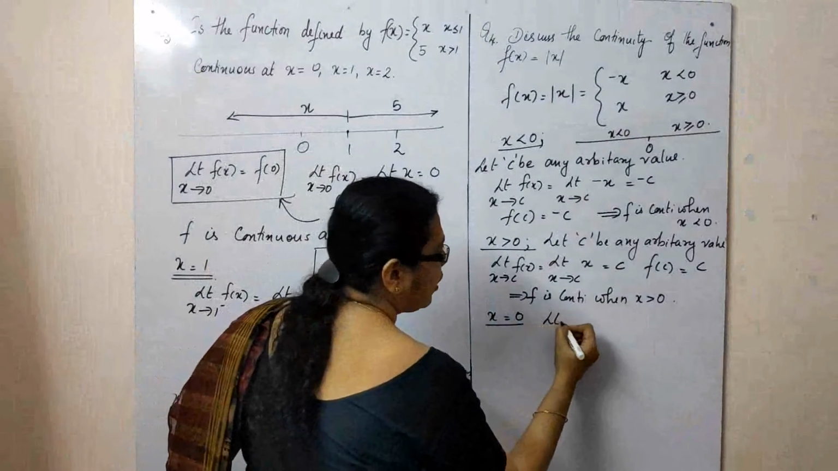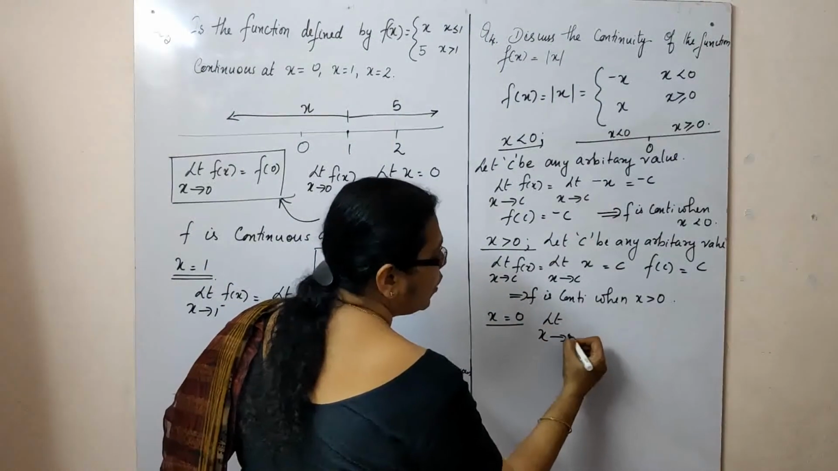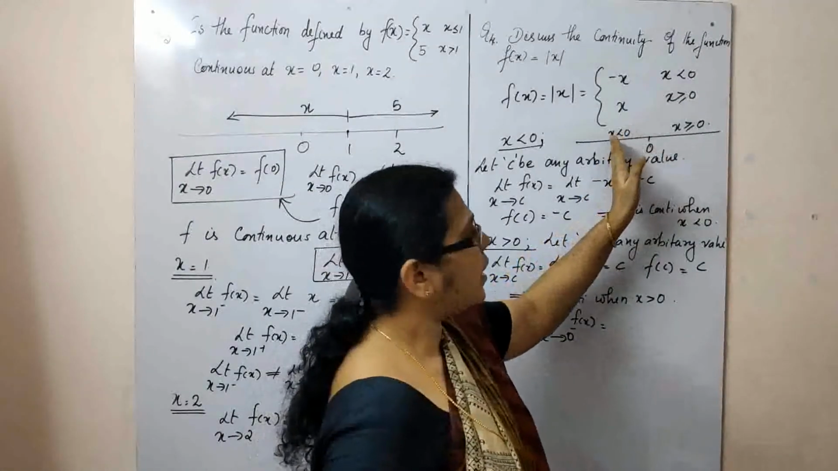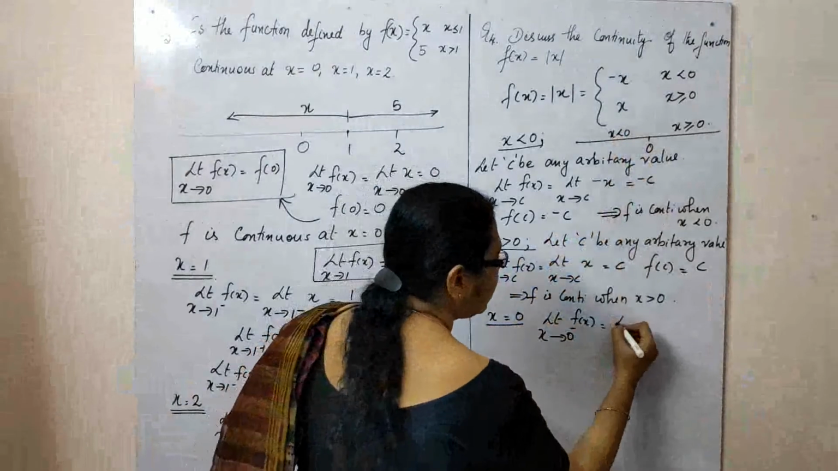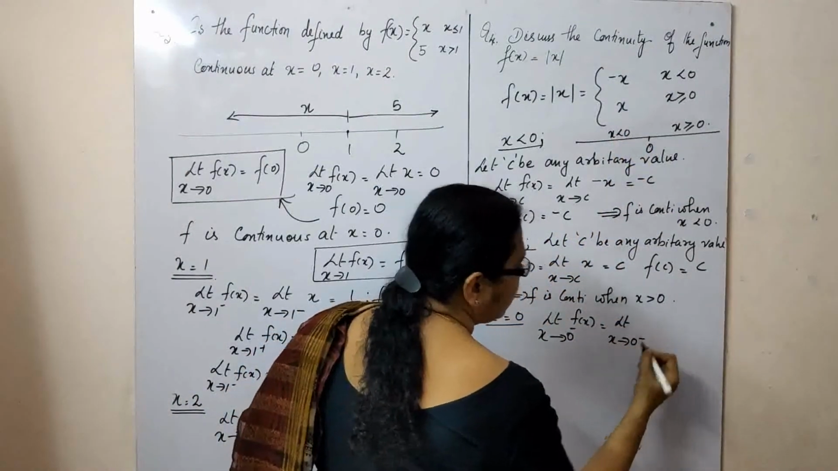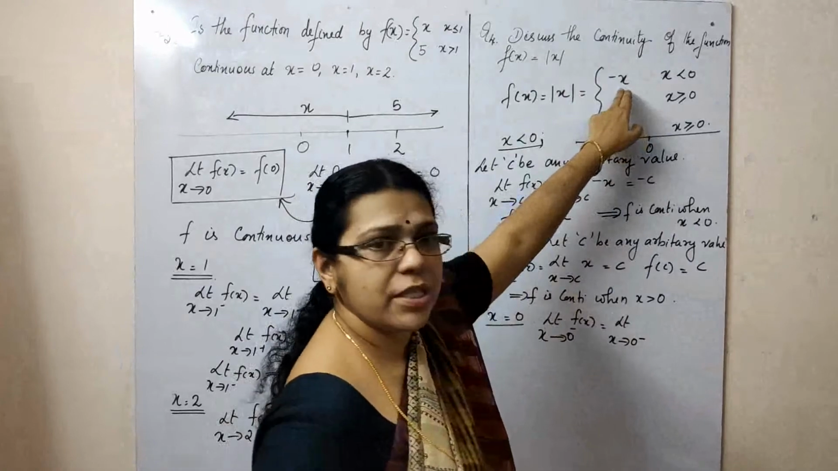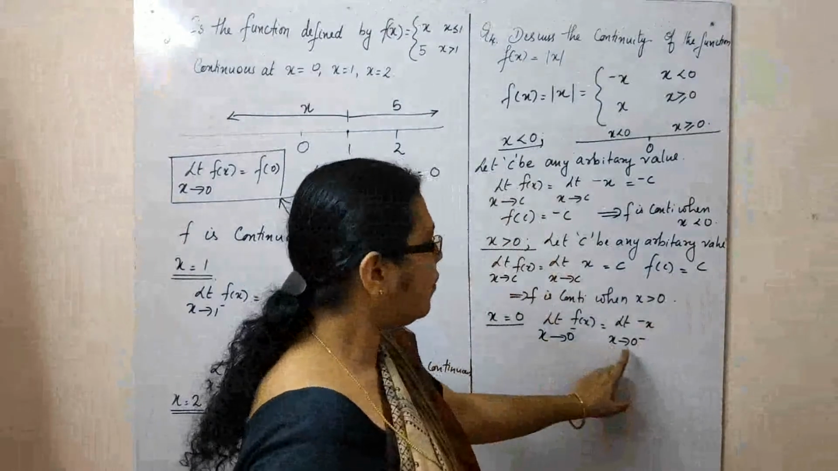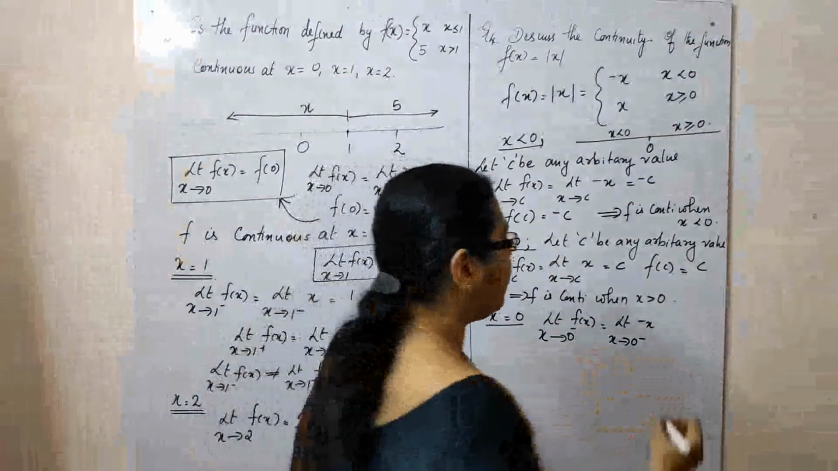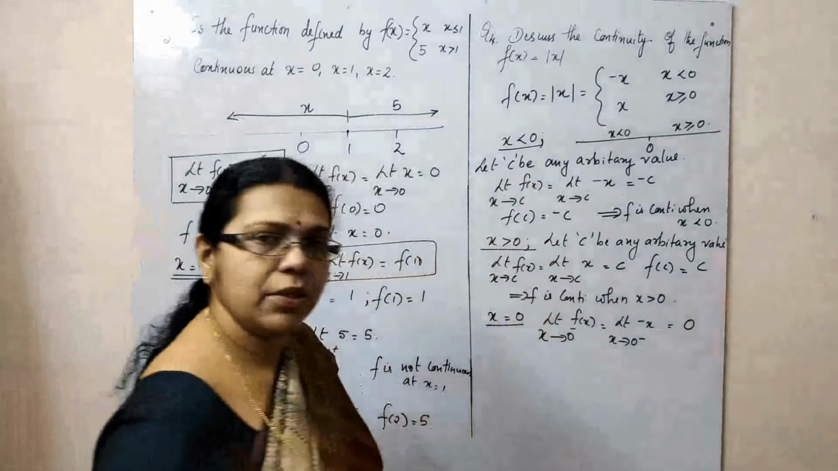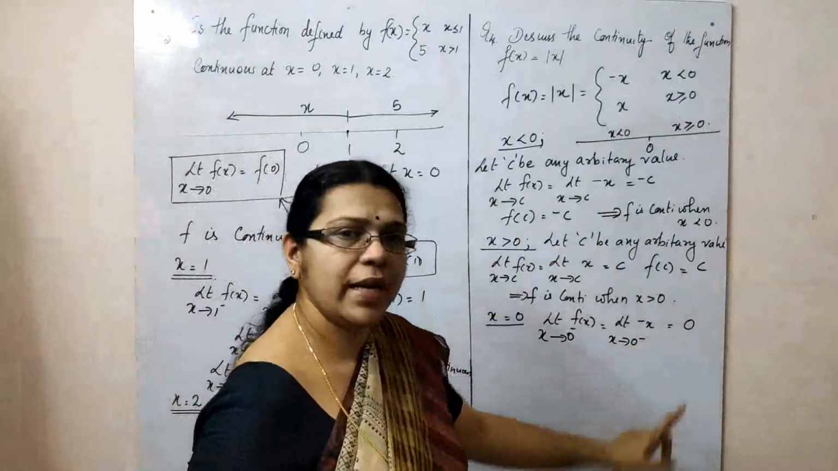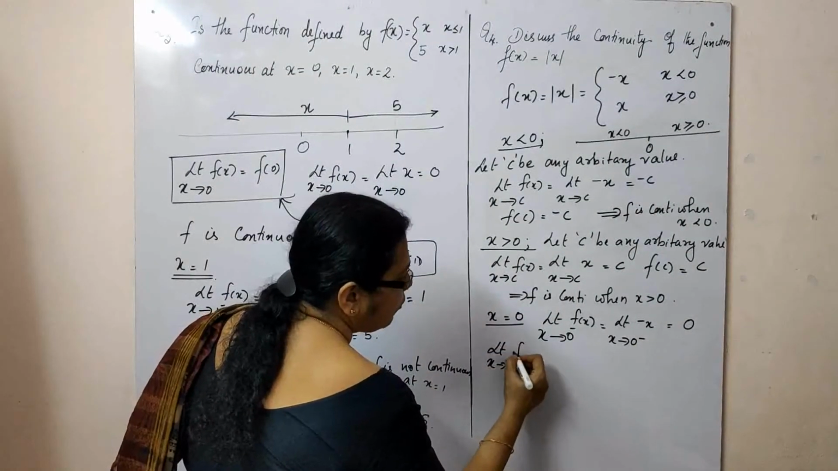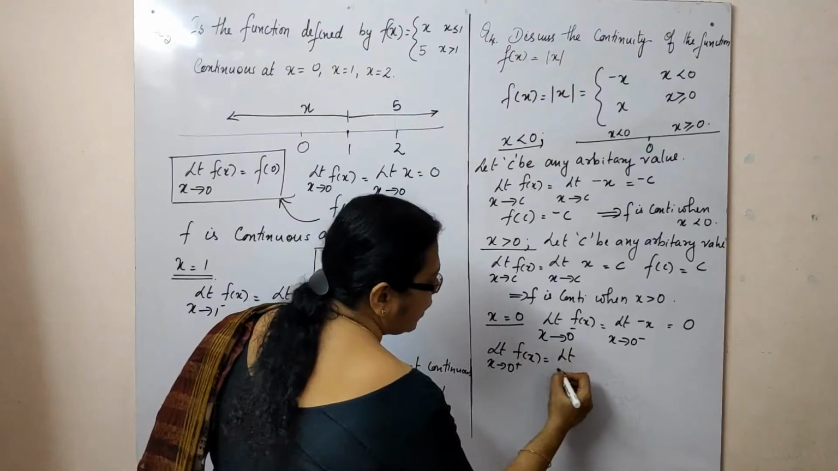So I check for the left hand limit. Limit x tends to 0 minus f of x. 0 minus means the left hand side of 0. It is equal to limit x tends to 0 minus of the function's value when x is less than 0, which is minus x. As the value of x tends to 0, this function's value will be equal to 0. The x value will tend to 0.